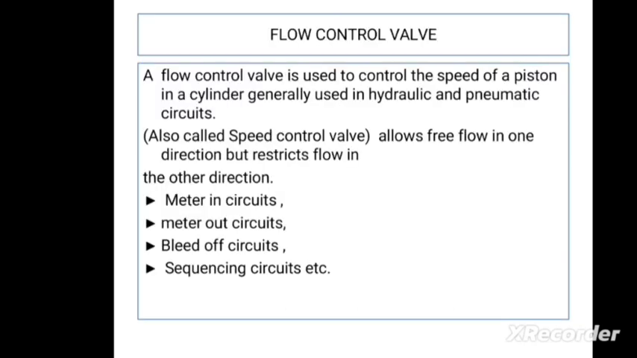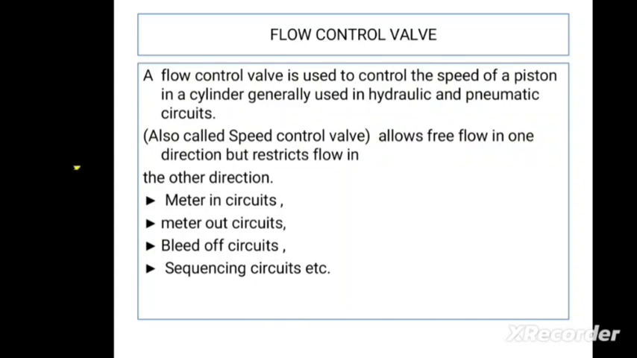Now, for controlling the speed of the circuit, we require a flow control valve. A flow control valve is nothing but an FCV. It is also called a speed control valve. It allows free flow in one direction but restricts the flow in the other direction. Simply put, it is a one-way direction tool in hydraulic and pneumatic operations.